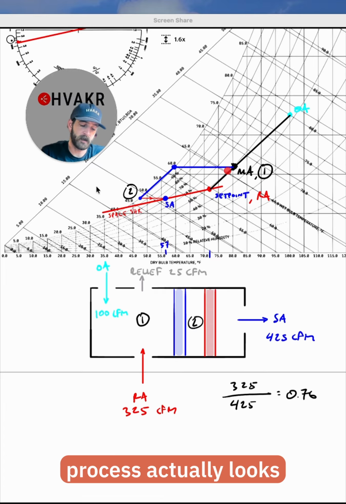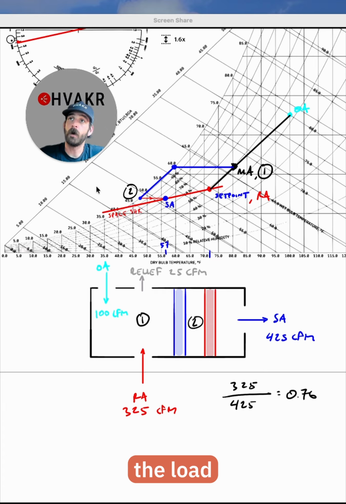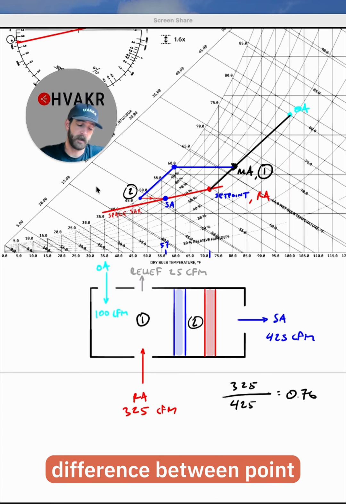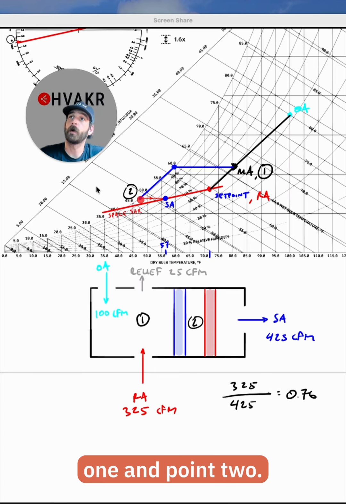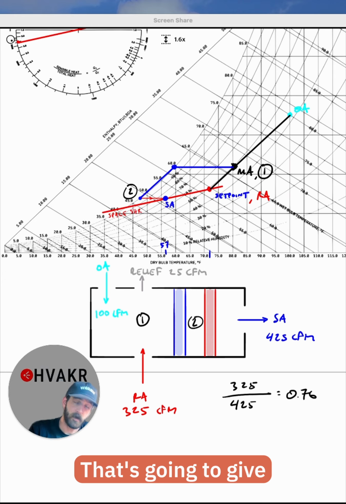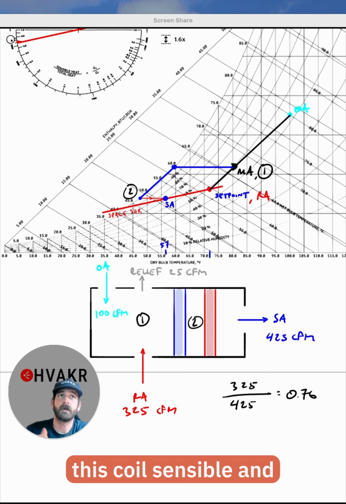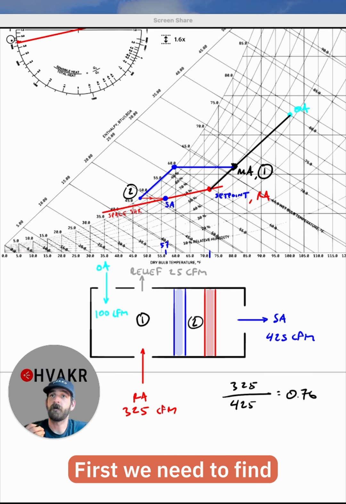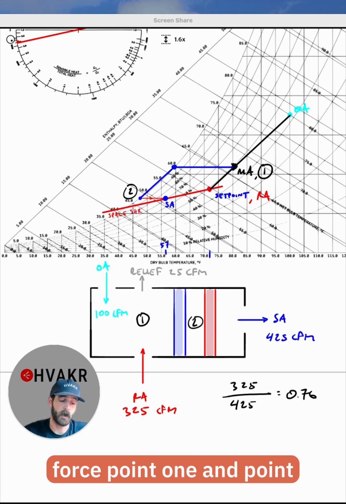So this is what the process actually looks like: sensible, then sensible plus latent. And the load on this cooling coil is going to be the difference between 0.1 and 0.2. To calculate the load on this cooling coil, we can use enthalpy. That's going to give us the total load on this coil, sensible and latent included. First, we need to find the enthalpy for 0.1 and 0.2.